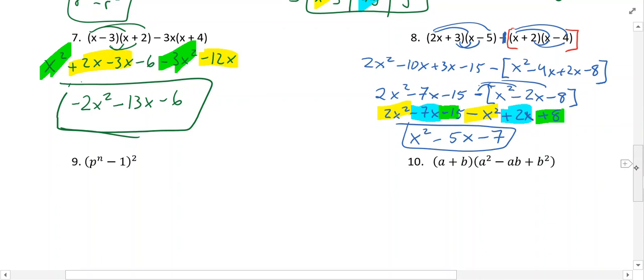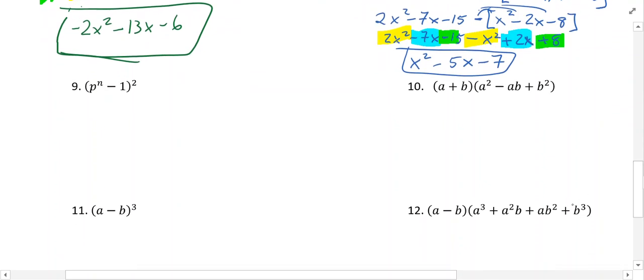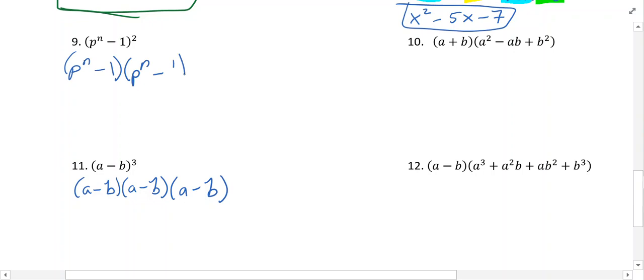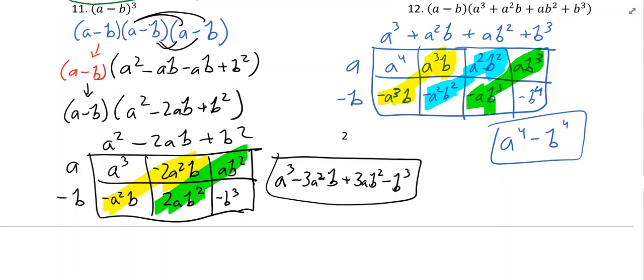All right, so what I want you to do next is pause the video and try 9, 10, 11, and 12. And with 11, you need to remember that since it's cubed, you want to write it out 3 times. Just like when it was squared, you wrote it out twice. But when it's cubed, you're going to write it out 3 times. Same thing for number 9, it's squared, so you're going to write it out twice. P to the n minus 1 times P to the n minus 1. Okay, so go ahead and pause the video and try these 4 problems.